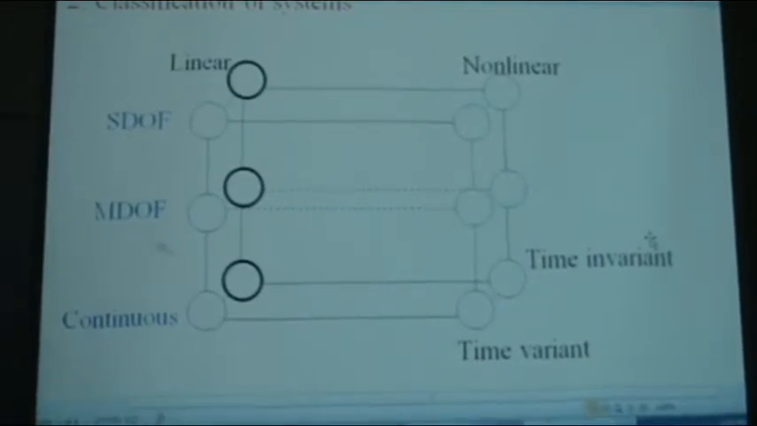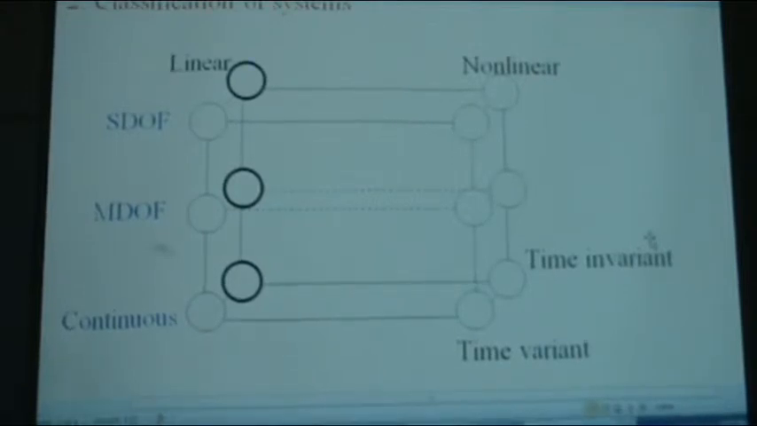We can also classify systems in a different way. Single degree of freedom systems, where you need one variable to represent the system, to specify the position of the system. Multi-degree of freedom systems, where you want multiple variables, and continuous systems, where you consider the system as is with an infinite number of variables that you need to specify its position.